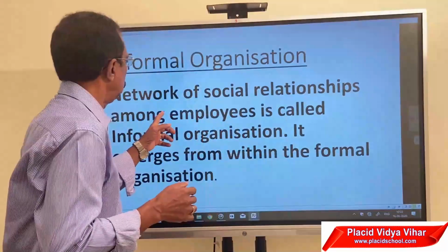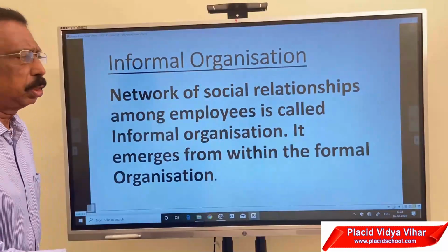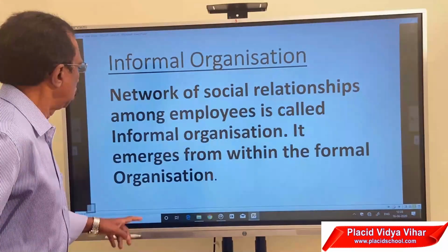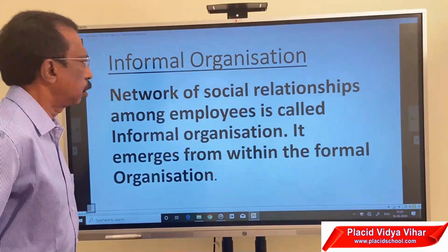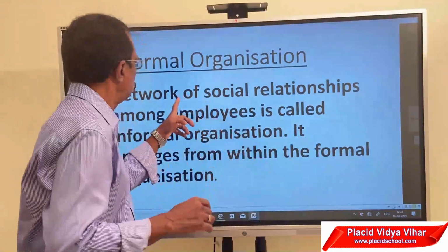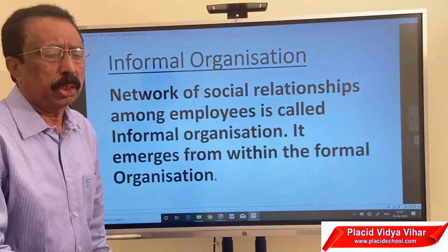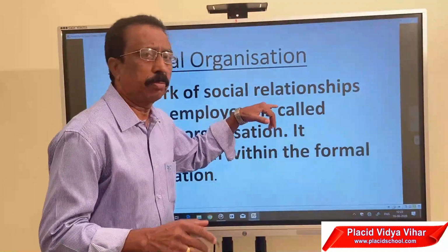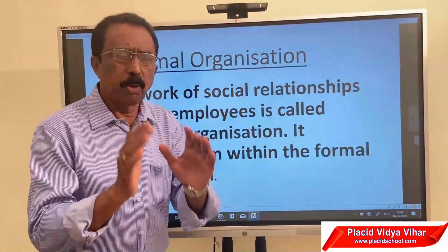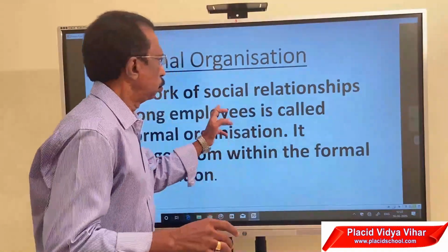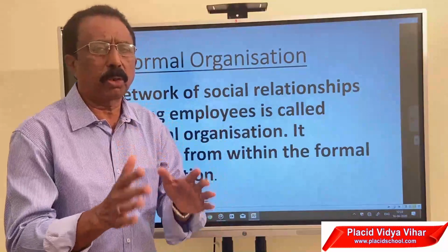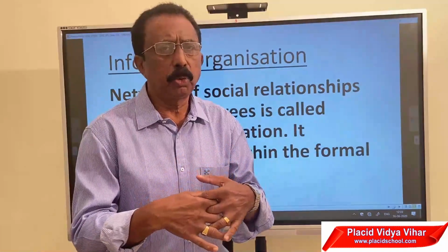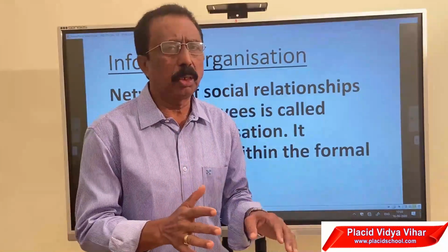Informal organization, look at this one. A network of social relationship among employees is called informal organization. It emerges from within the formal organization. So look at this one once again. Network of social relationship. In the other one we have seen this is not taken into consideration, but in informal organization more importance is given to the social relationship, or informal organization is coming because of the interaction of the people who are working in the formal organization.